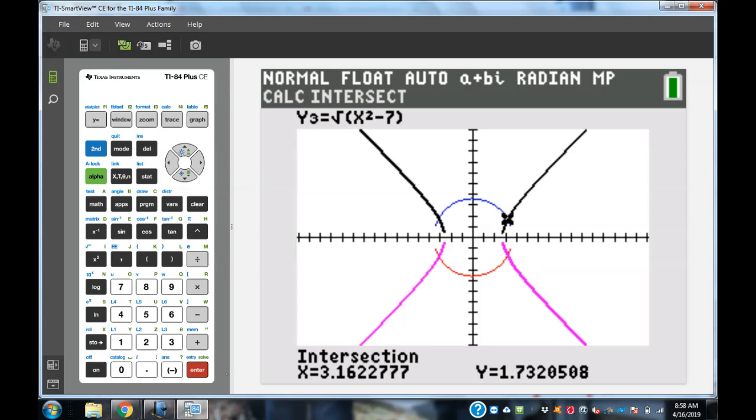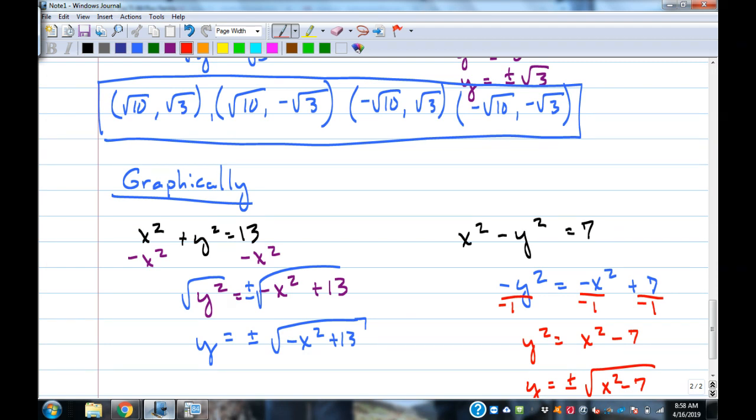We could do the same things for the bottom ones. Again, not the best way of getting all our answers. Algebraically is going to be better, but we can see what's going on with it graphically to get those solutions out of that. All right, so you could do the intersect for the other two if you wanted to. All right, let's look at one more.